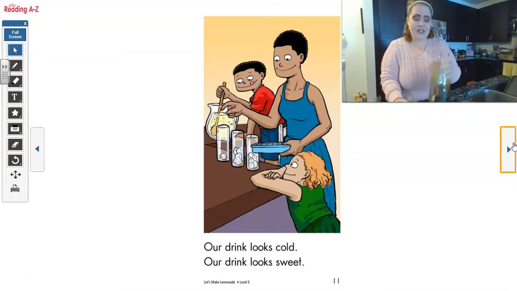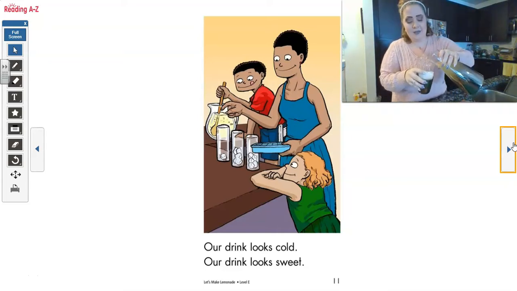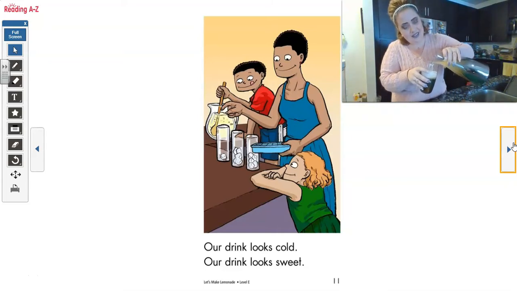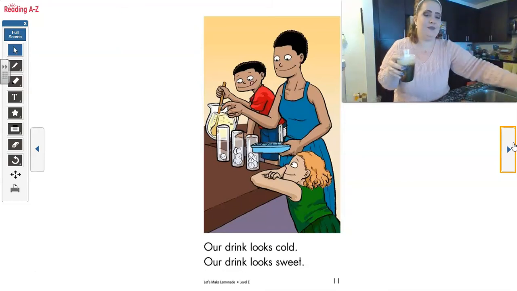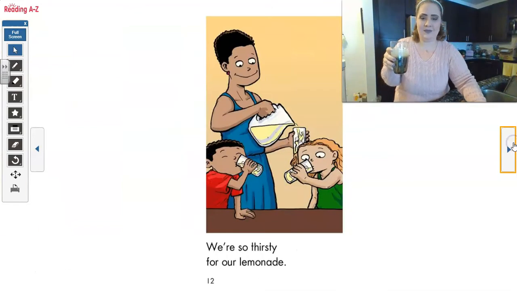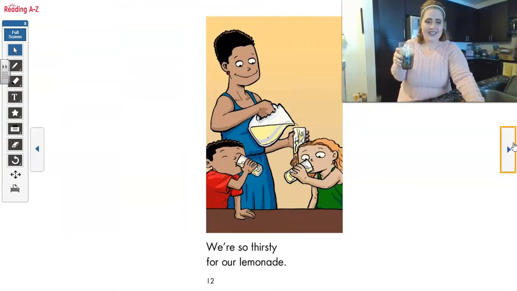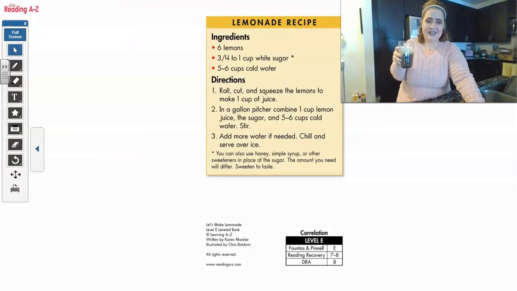That's exactly what they wanted. Do you remember from the beginning of the story? So I'm going to put this lemonade in this glass. We're so thirsty for our lemonade. All right, let's see if this lemonade is any good.